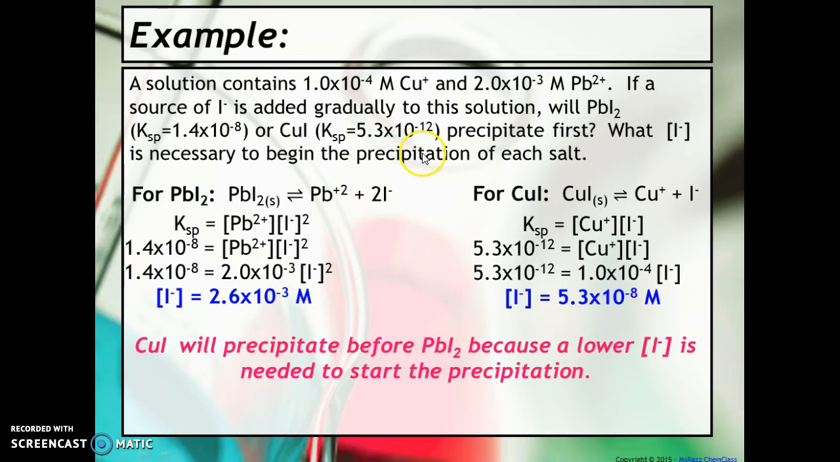So we answered both questions. We determined that the CuI would form first, and the second part of our question was how much is necessary. Well, this is how much was necessary for it to occur. So I could put this much in and go up to this much in order to get all my copper out. And once I get to this amount, my lead is going to start forming.